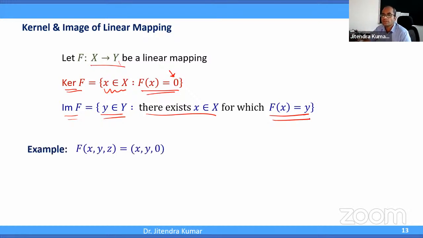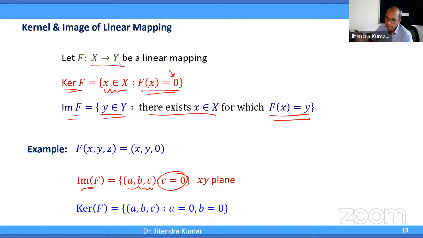For example, in this mapping, the image of f will be all these (a, b, c) where c is 0, so this is basically nothing but the XY plane. And for the kernel, if we set a and b to 0, it will automatically map to 0. So all those elements where the first two are 0 and c can be anything will map to (0, 0, 0). That means the kernel is nothing but the z-axis.